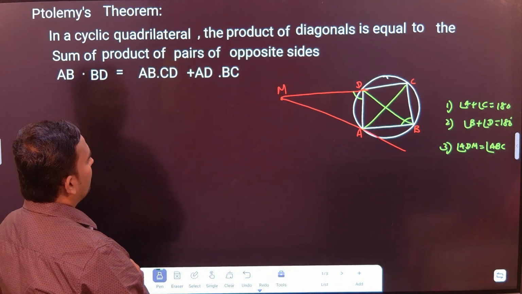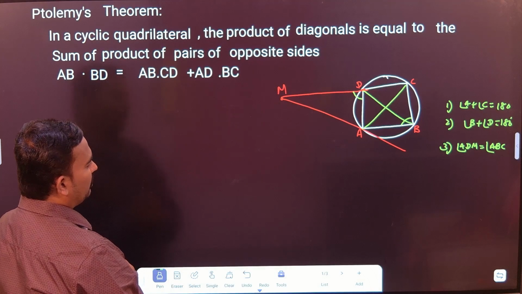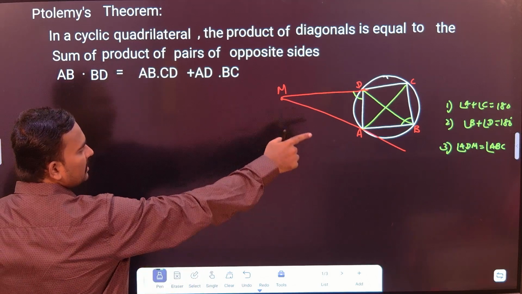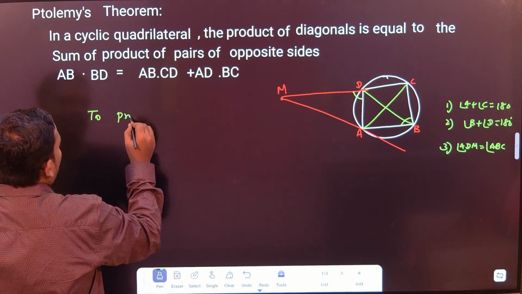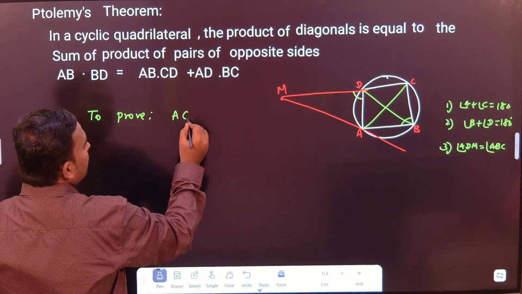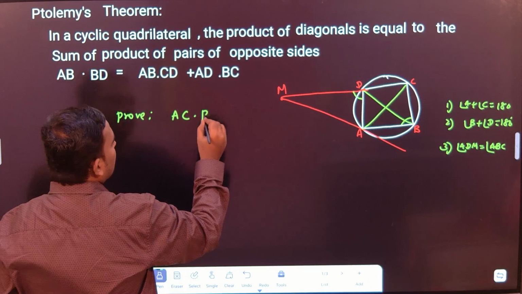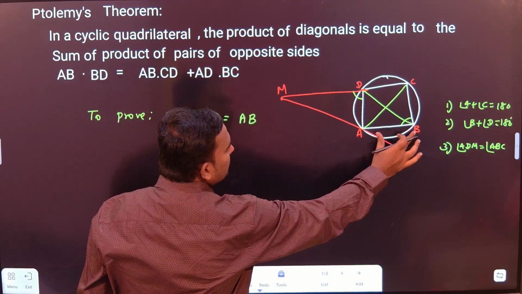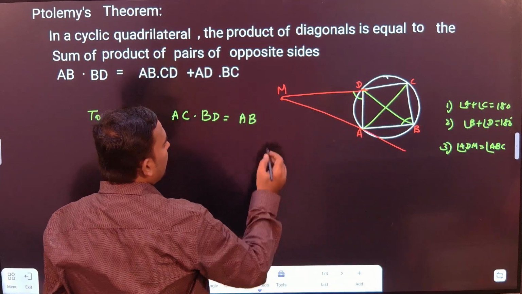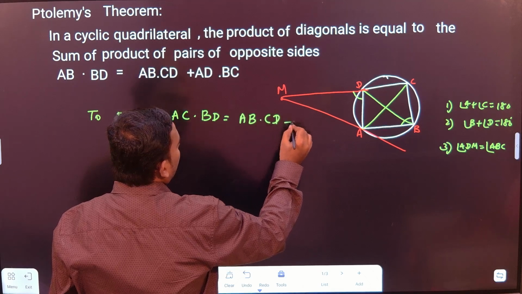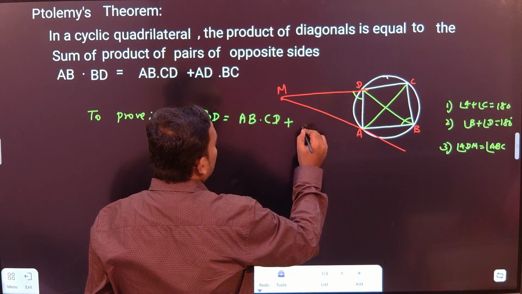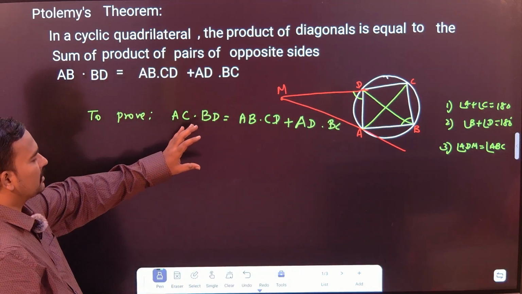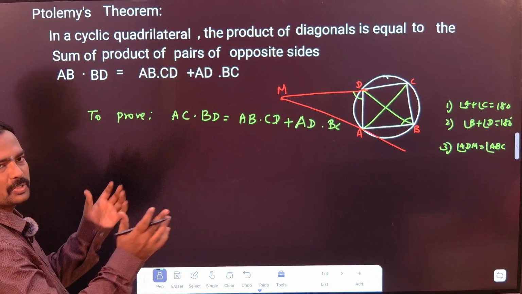Okay, fine. Now, how to prove this? Which two triangles do we have to take? First, we have to write the statement. What is the product of the diagonals? To prove: AC into BD equals AB, which is one side, and the opposite side is DC, so AB into DC, plus AD and the opposite side BC, AD into BC. We have to prove this only. The product of the diagonals equals the sum of the products of the opposite pairs.